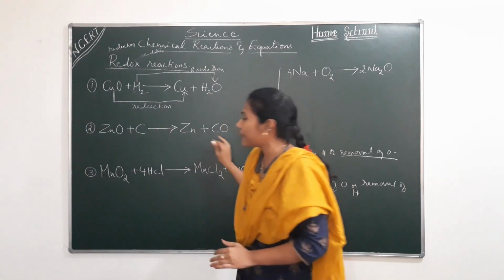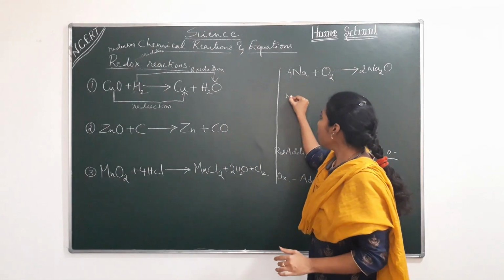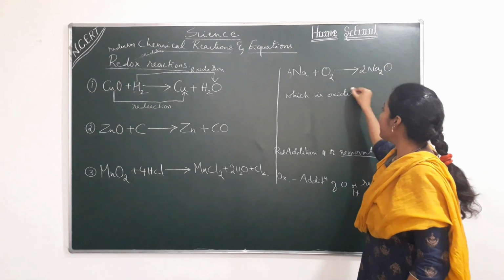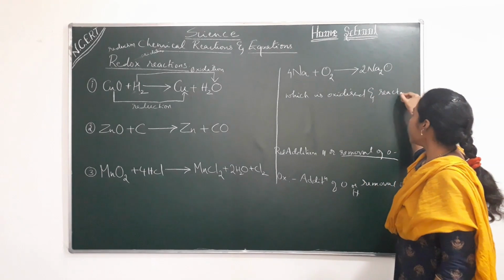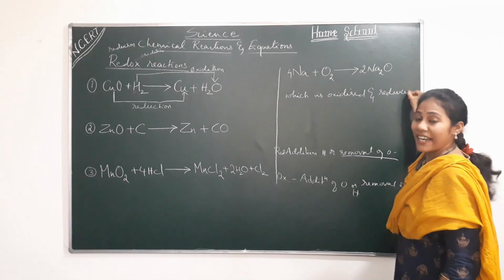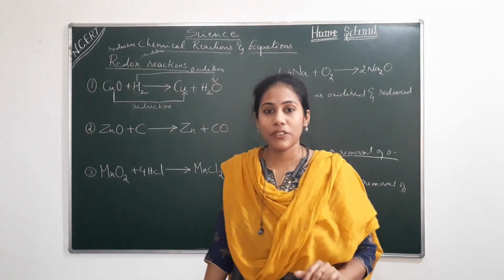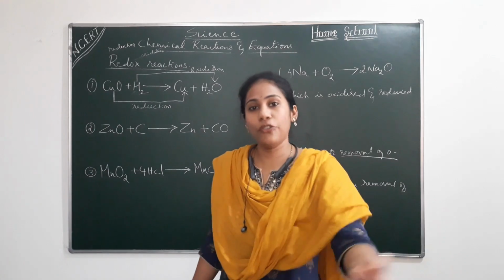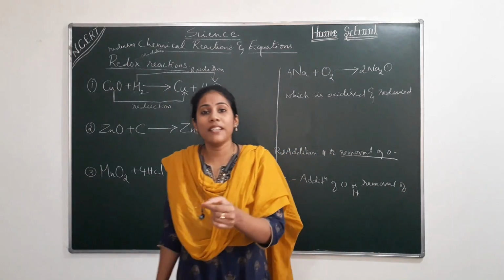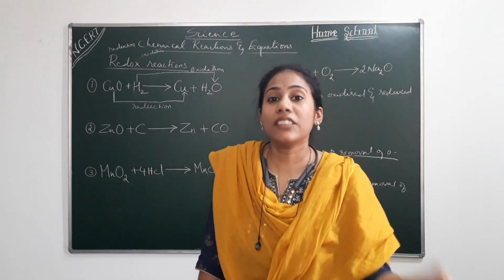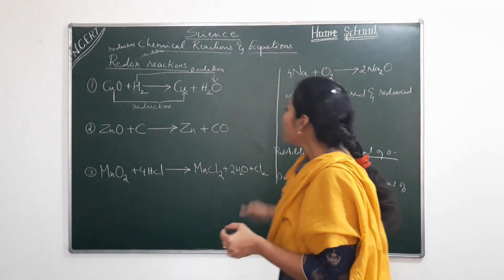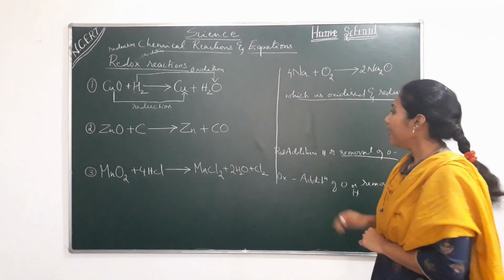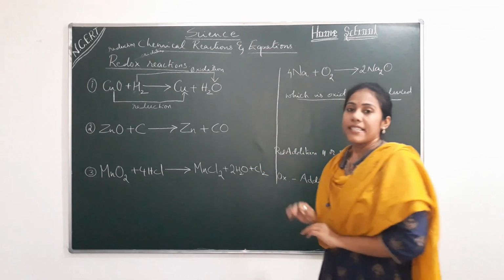They will just give you one chemical equation and ask which is oxidized and reduced. Among the reactants, which is oxidized and which is reduced. Which is oxidized means the reactant that underwent oxidation you have to mention, and which is reduced means the reactant which underwent reduction you have to mention. So they will give you a chemical equation and ask a question like this. Now let us work out the second example.